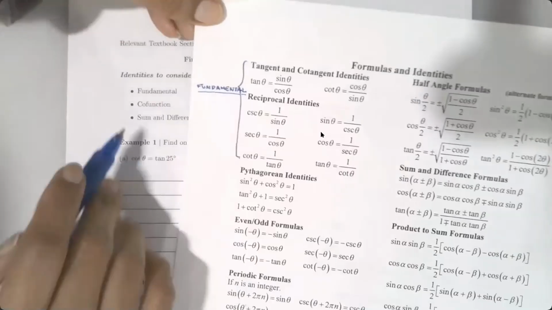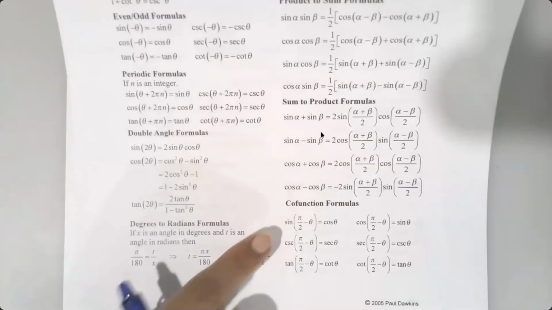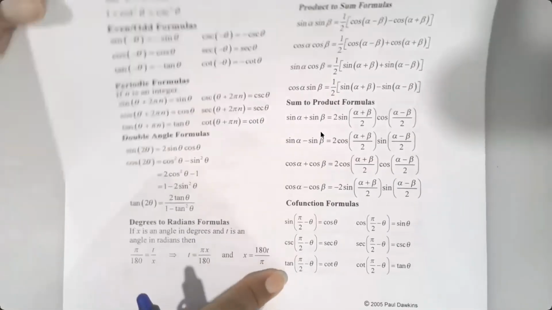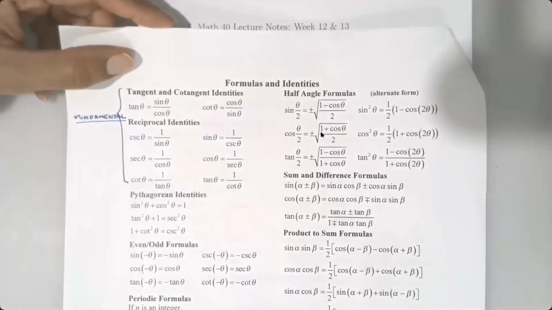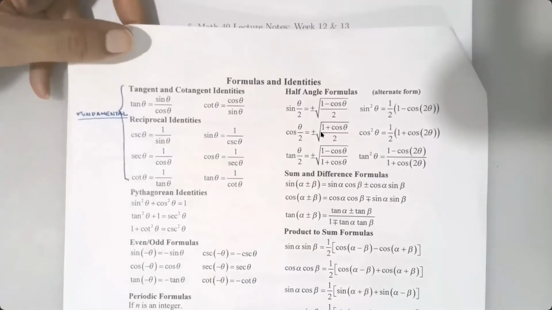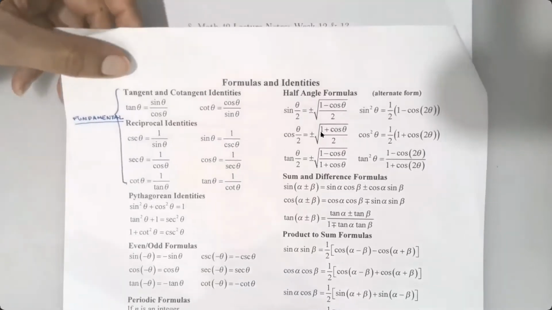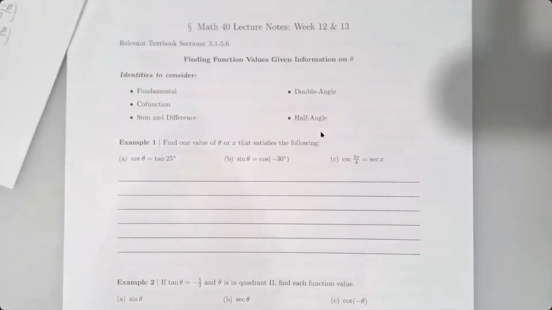The cofunction formulas are down here. We also have sum and difference, which are here, double angle, which are here, and half angle, which are here. Okay, so those are all the formulas that we're going to be considering, and we'll learn how to use them as we approach different problems on the set of lecture notes. So let's look at example number 1.